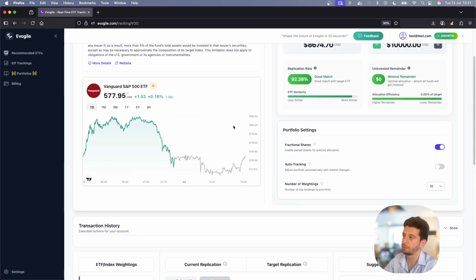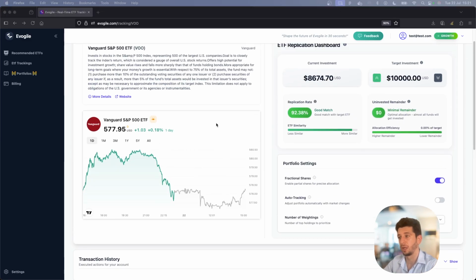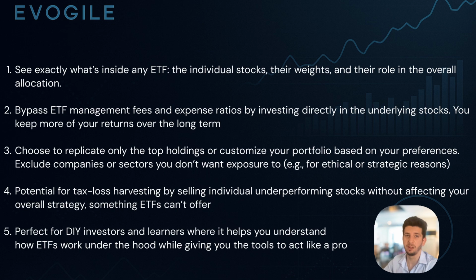By using Evogile to do direct indexing, you can now see exactly what's inside any ETF, the individual stocks, their weights, and their role in the overall allocation. You can also bypass some ETF management fees or expense ratios. You can choose to replicate only the top holdings or customize your portfolio based on your preferences. You can exclude companies or sectors you don't want exposure to. Also, it's perfect for do-it-yourself investors and learners, where it helps you understand how ETFs work under the hood while giving you the tools to act like a pro.